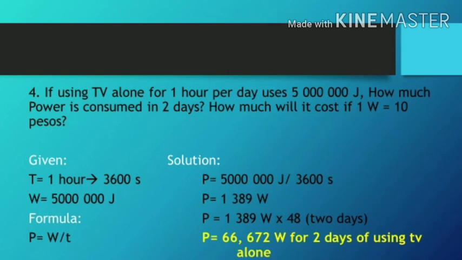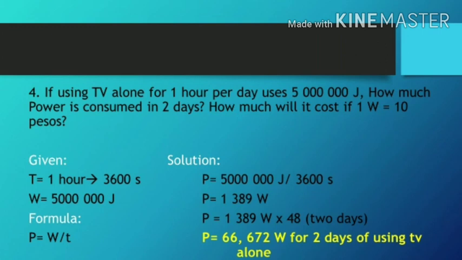Formula: power is equal to work divided by time. Solution: P is equal to 5 million joules divided by 3,600 seconds. Power is equal to 1389 watts. Now, if you read the question once again, the TV is used without turning off for straight 2 days. 1 day is equal to 24 hours, therefore 2 days is equal to 48 hours. Multiply 1389 by 48. The answer would be 66,672 watts, consumed for 2 days of using TV alone.